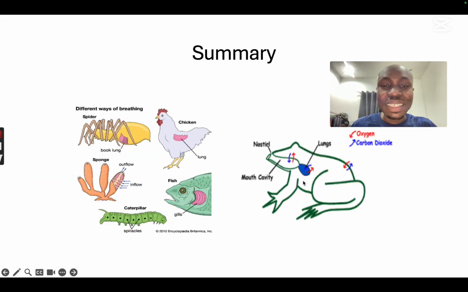Now, what have we learned today? We've learned different animals and how they get oxygen. Example, using their gills, spiracles, and book lungs.